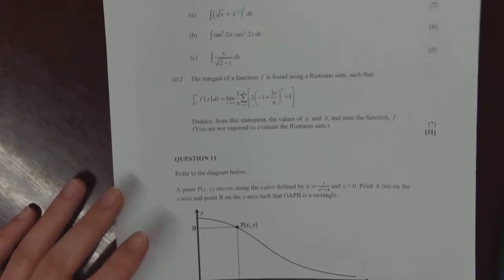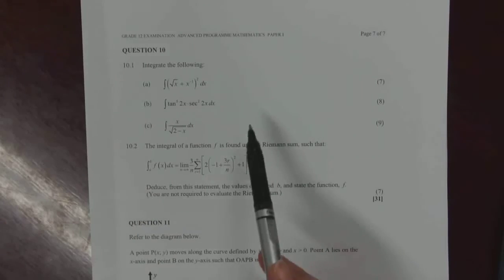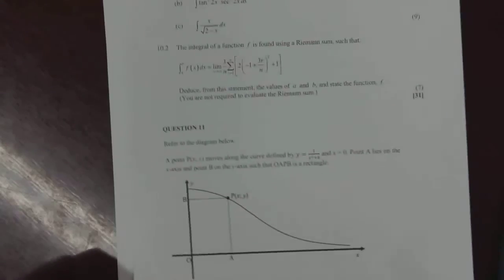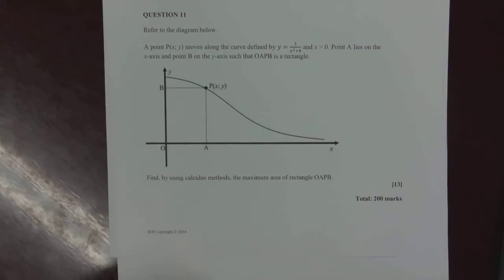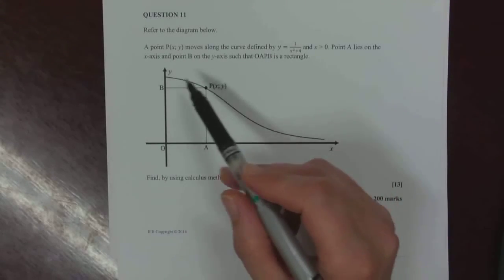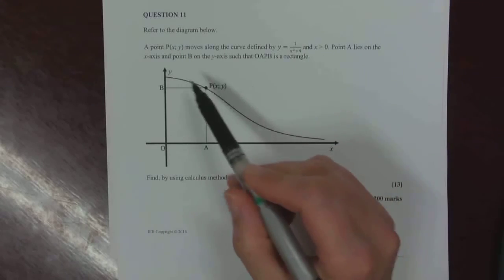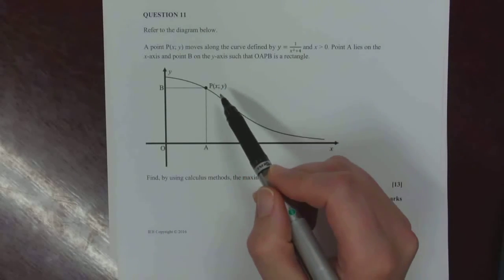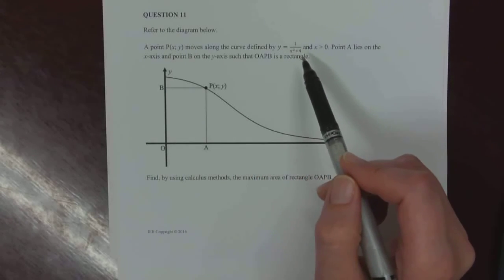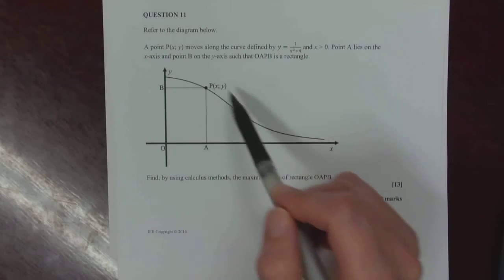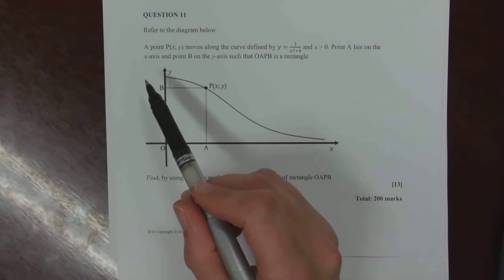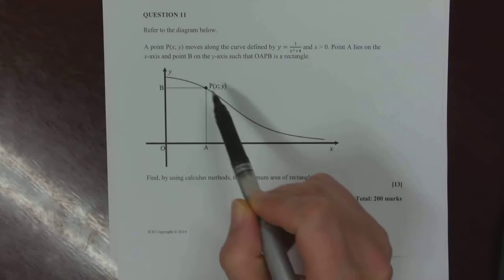Now the next problem you will see over here is also in the Advanced Program Mathematics paper 1, and it's specifically here from the 2016 paper. And what they do over here in this question 11 is they say, refer to the diagram below. A point P, now P is a variable point, so it moves on this curve, but obviously as it moves on the curve, the x-coordinate and the y-coordinate can change. So it moves along the curve defined by y is equal to 1 over x squared plus 4. So that's the equation of that particular curve. And they tell me x is greater than 0, so obviously this point can't move in there. It can only move into a positive x-coordinate.